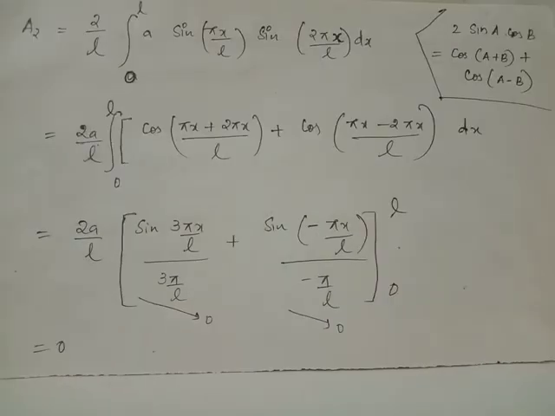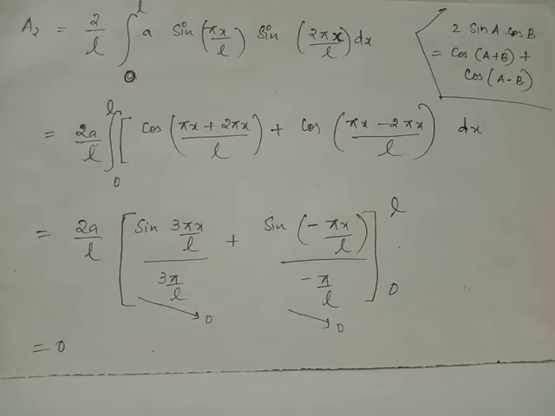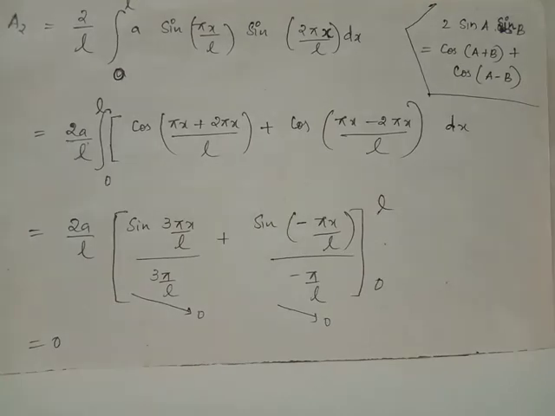When you evaluate a_2, giving n equals 2, you get a_2 equals 2 by L times integral 0 to L of a sin(pi x/L) multiplied by sin(2 pi x/L) dx. Since we have the formula 2 sin A sin B equals cos(A plus B) plus cos(A minus B), we have this integrand rewritten as cos(pi x plus 2 pi x by L) plus cos(pi x minus 2 pi x by L) dx.